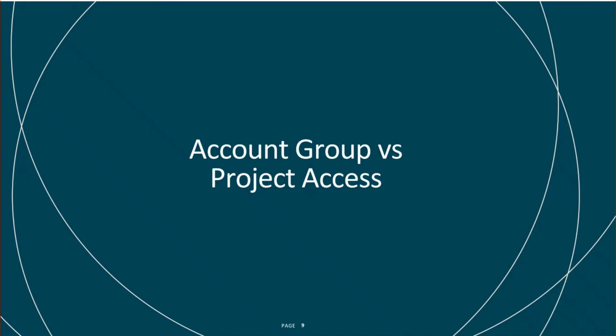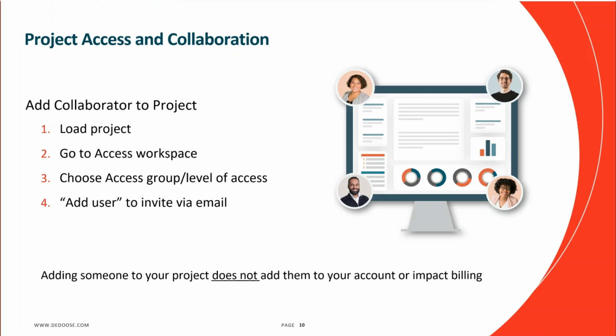Alrighty, a quick note here about account group versus project access. I like to flag this. So if you want to add a collaborator to your project, and I'll show you how to do this today, you just load up the project, you go to your access workspace, you can set different access groups for different people, and then you just add them via their email address.